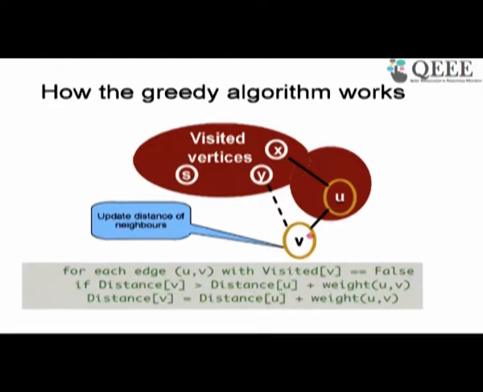What does it mean? I have a path already found to V which is of length distance V. I check whether the path via U, the distance U plus weight of UV, is less than the path that I have already found to V. If it is, then I update the distance value of V so that it is equal to the distance of this path via U. This is what I do.